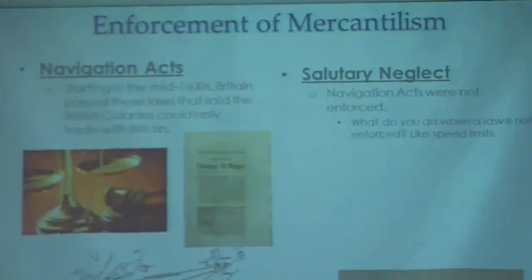It's kind of like speed limits. Every time you speed, do you get pulled over? No. A lot of you are driving down the road, and then you see Mr. Police Officer.